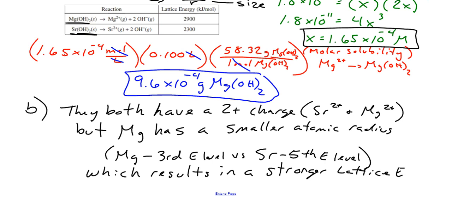Never just state the comparison. Always try to make sure you say that's why it has a greater or a smaller lattice energy, whatever. Okay?